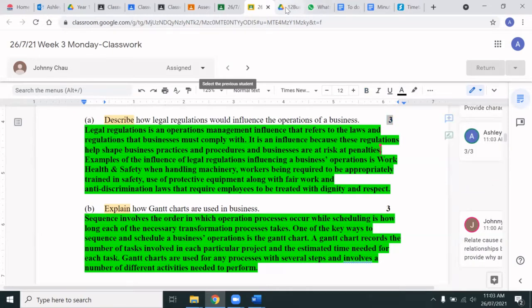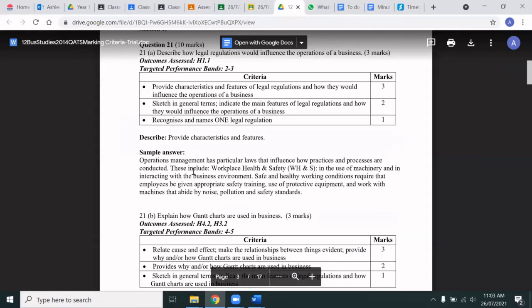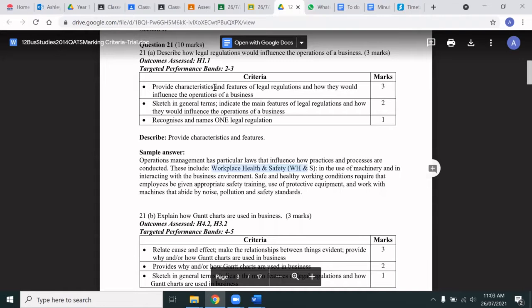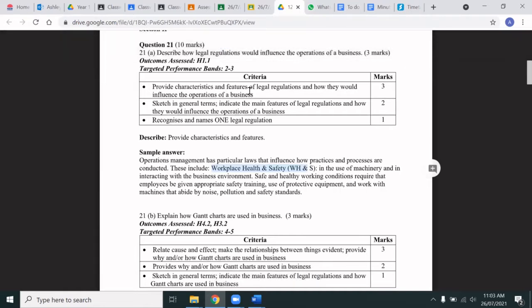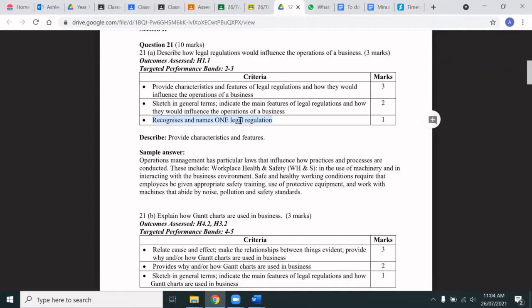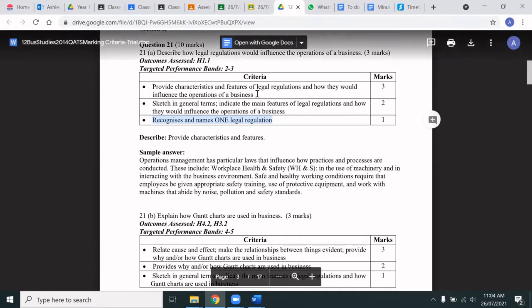Now, if I go to the marking criteria, you need some legislation, it said there. And look at this, it says provide characteristics and how they would influence operations. It says here, recognise and names 1 legislation. So in order to be able to get 2 or 3, you'd need 2 legislations, all right, at least. So workplace health and safety and also Clean Air Act, because when you're making a product, you need to make sure that you're not creating toxic gases and fumes, or else that's against the operational regulations. So you were sort of 2 or 3 a bit, probably 3 to be honest.